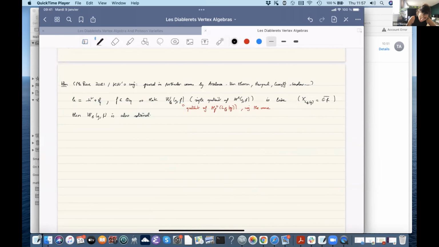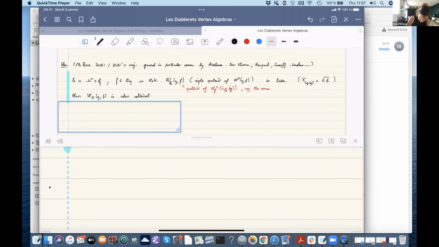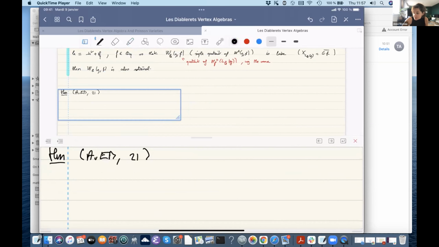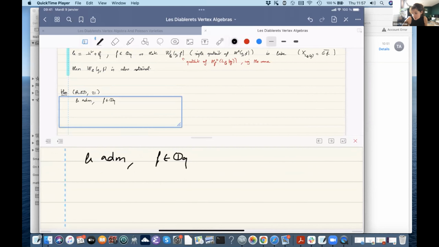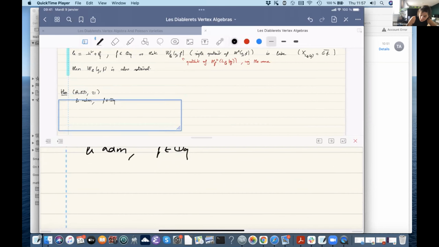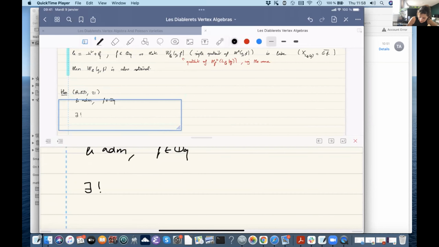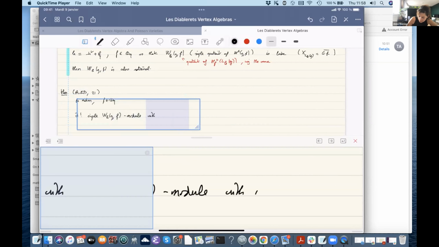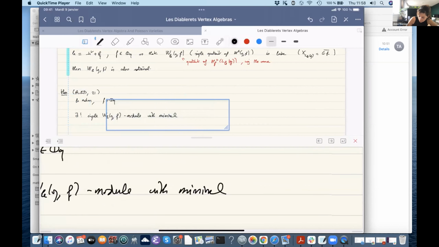So it's a kind of evidence on this conjecture in this setting. As I said, this is now proved. And what is the connection with our result? I'm sorry, I have to be a bit quick. So the connection with our result is the following. If K is admissible and F in O_q as in the previous theorem, then there exists a unique simple W_k(G,F) module with minimal conformal dimension.